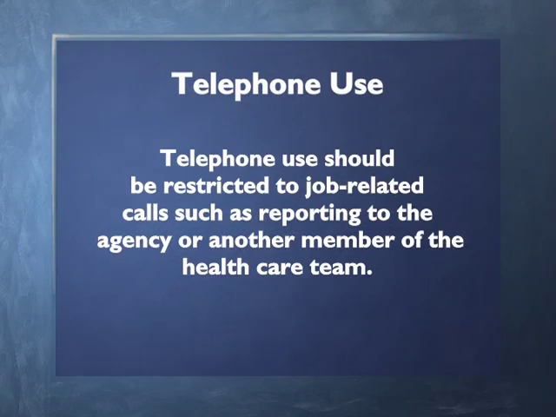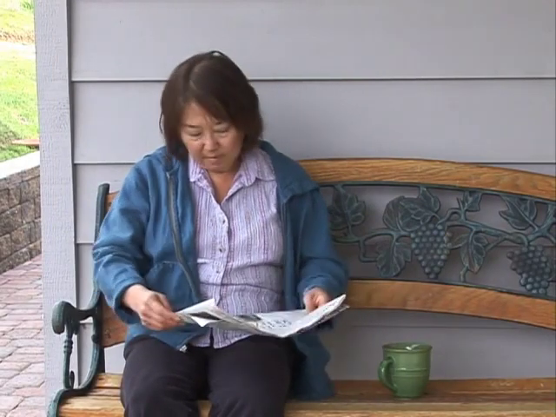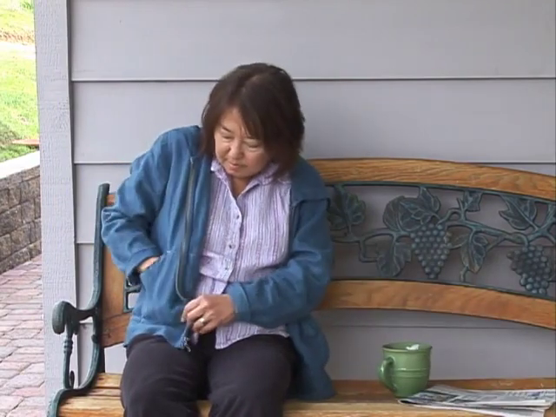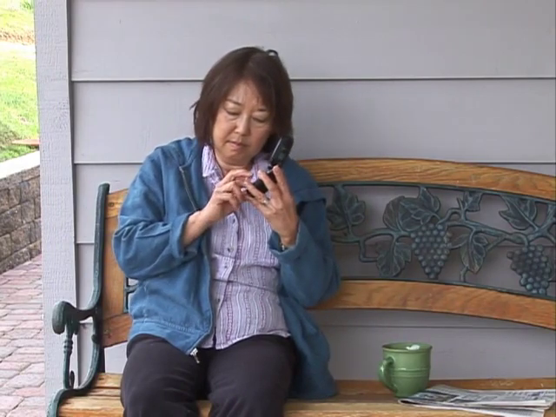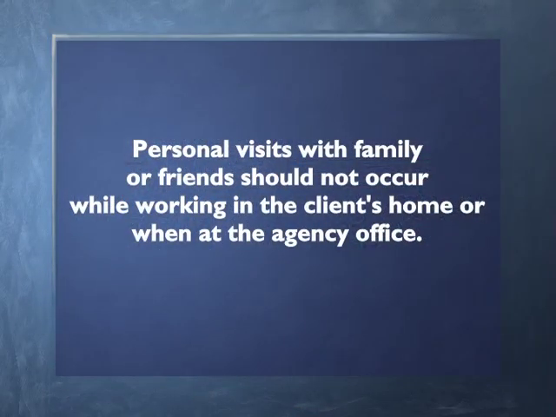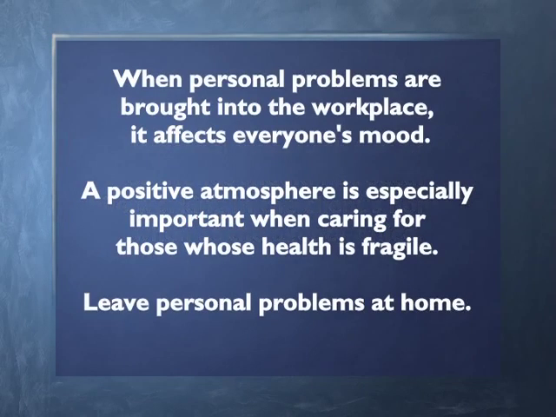Telephone use should be restricted to job-related calls, such as reporting to the agency or another member of the healthcare team. Never use the client's household phone for any personal calls. Restrict personal calls to lunch or break times outside the client's home. Personal visits with family or friends should not occur while working in the client's home or when at the agency office. When personal problems are brought into the workplace, it affects everyone's mood. A positive atmosphere is especially important when caring for those whose health is fragile. Leave personal problems at home.